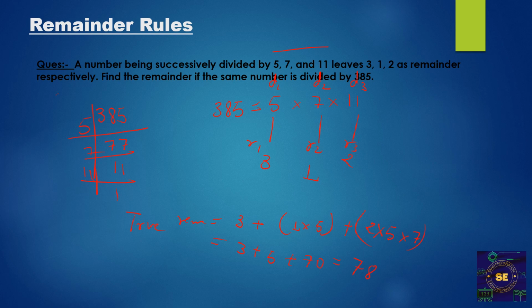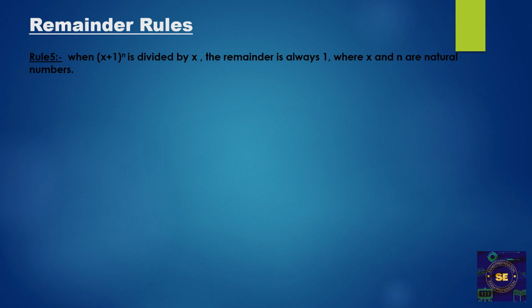Now let's move to rule number 5. Here is the rule number 5. When x plus 1 to the power n is divided by x, the remainder is always 1. So the remainder will always be 1, where x and n are natural numbers, meaning 1, 2, 3 and so on.